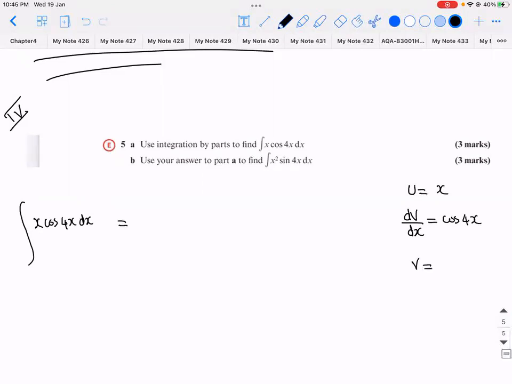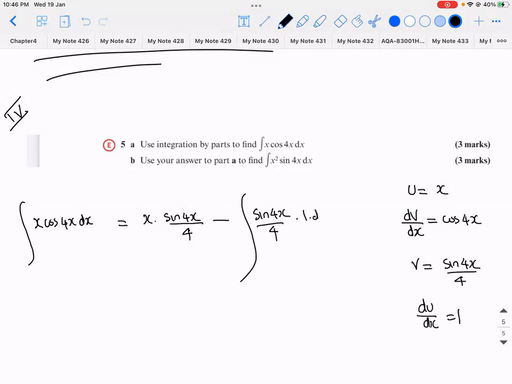If I'm integrating this, what happens? It becomes sine 4x over 4. Correct? So that is the basic idea. So it becomes x sine 4x over 4, minus the integral of v, that is sine 4x over 4, times the derivative of x, which is 1, because du over dx is actually 1, into dx.